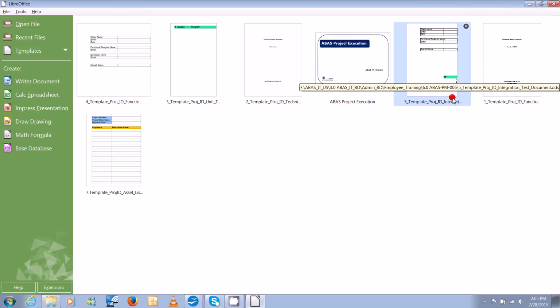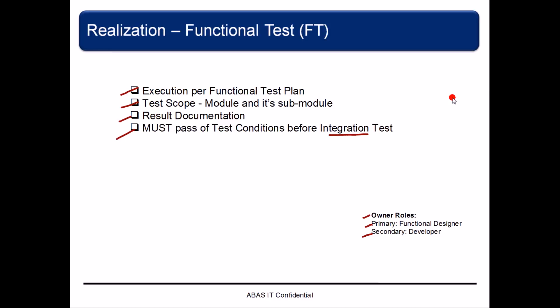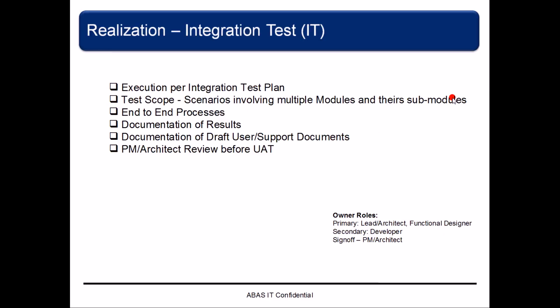Let me close this document and go to the presentation one more time. The next step is the integration test, right? And the integration test is actually integration between multiple modules, and we have to have the test plan. So we're going to do the execution part of the test plan. We'll document the test scope, which is the multiple modules and the sub modules. It has to be an end-to-end process.